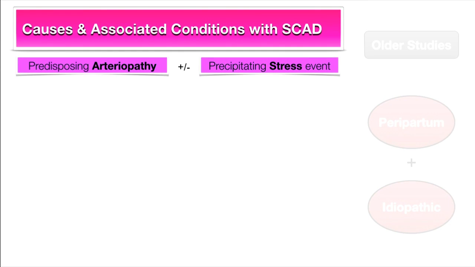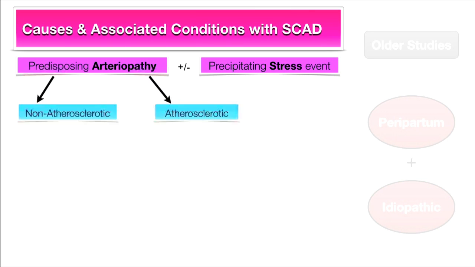In fact, typically, patients with SCAD have an underlying predisposing arteriopathy, and they may have precipitating stress events. These predisposing arteriopathies can be broadly divided into atherosclerotic forms of SCAD or non-atherosclerotic forms of SCAD. Atherosclerotic SCAD is essentially coronary artery disease, and it predominantly affects males, and it's really not what we're talking about when we talk about non-atherosclerotic SCAD. In essence, when we usually say SCAD, we imply non-atherosclerotic forms of SCAD. And for the remainder of the talk, I'll be focusing on the non-atherosclerotic SCAD.